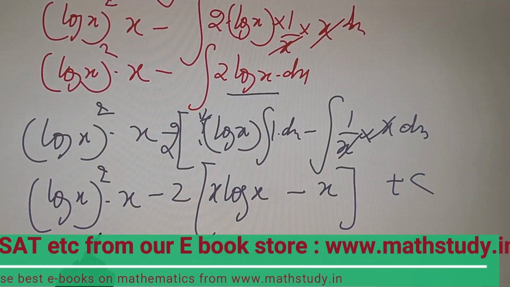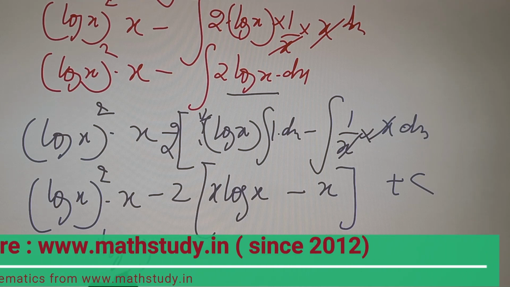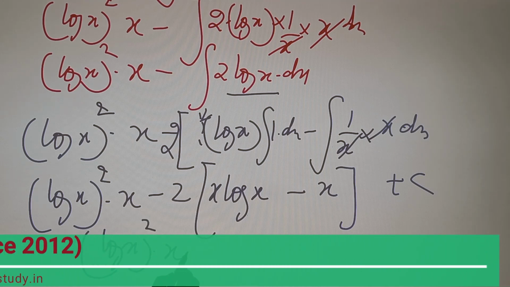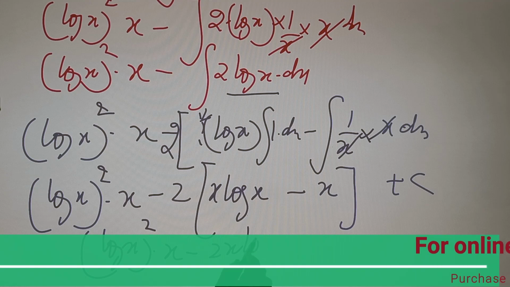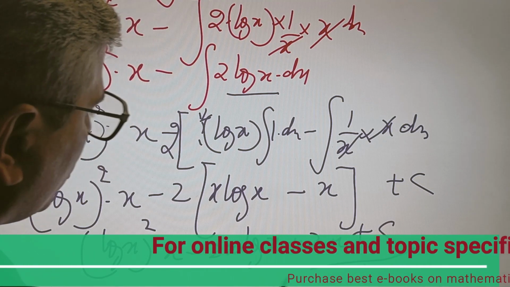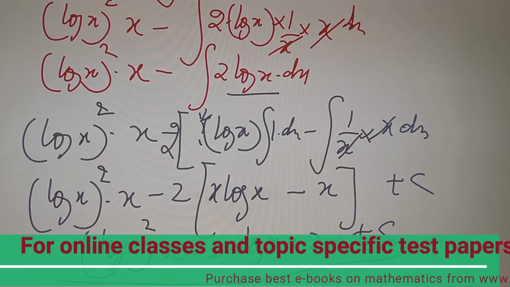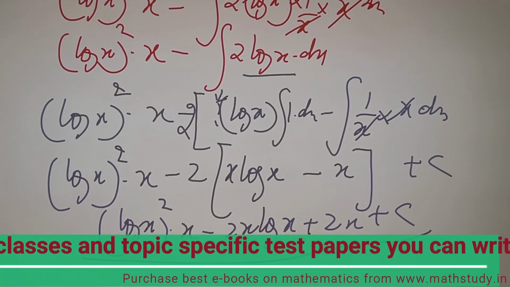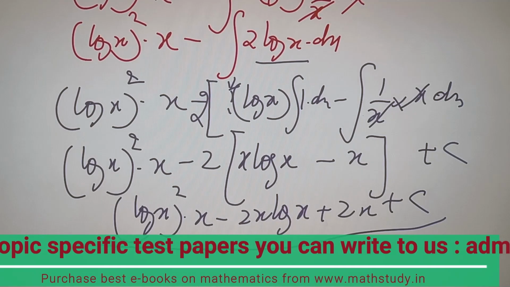So what we will get here is (log x)² into x minus 2x log x plus 2x plus c here. So this will be our final answer here. So I think the concept is clear now.